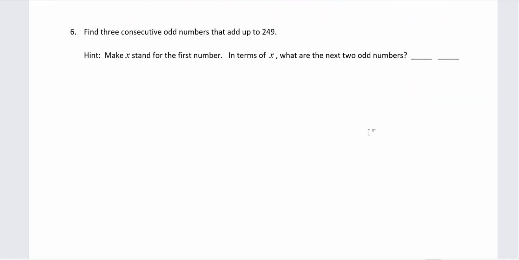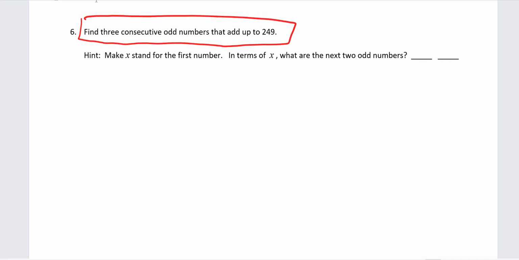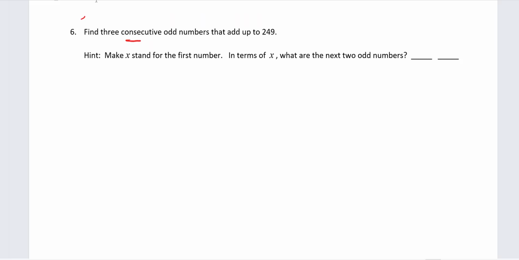Okay, we've got a word problem here. It's kind of a 2-part word problem. So this is what the word problem says. You may want to pause the video for a moment and read it. So the question says to find 3 consecutive odd numbers. And these odd numbers need to add up to 249.